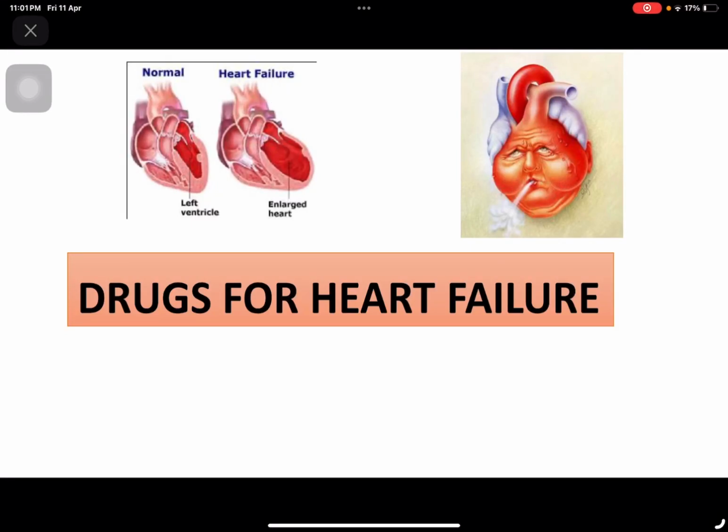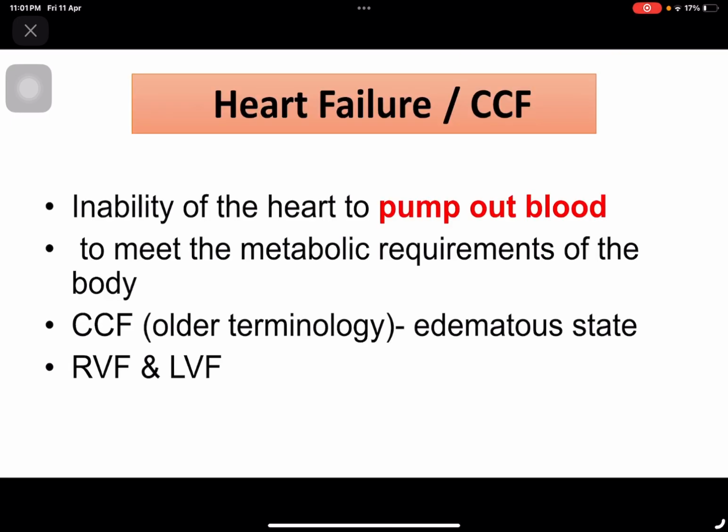Hello, today we are going to learn about drugs for cardiac failure. So, what do we mean by cardiac failure, or heart failure, or congestive heart failure? It's an inability of the heart to pump out blood to meet the metabolic requirements of the body.